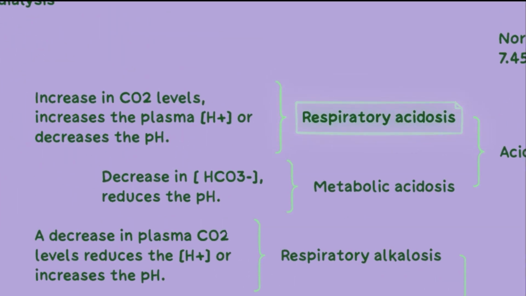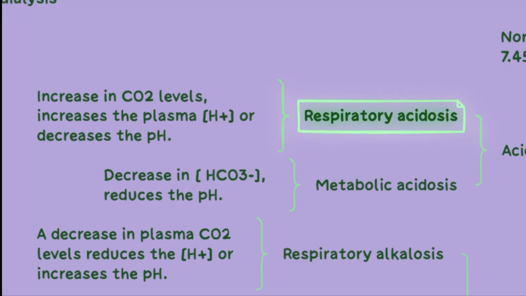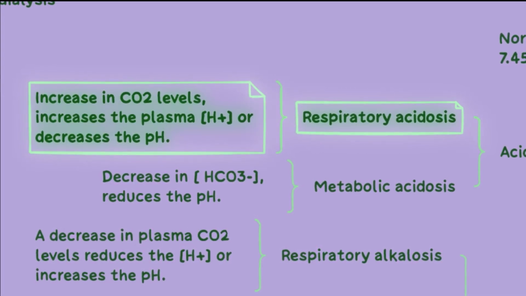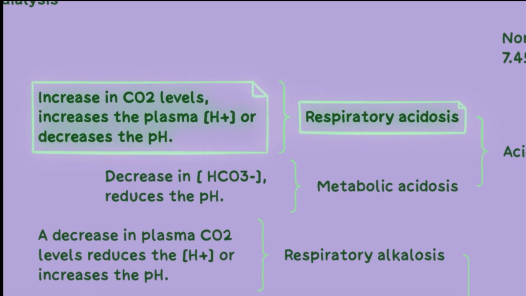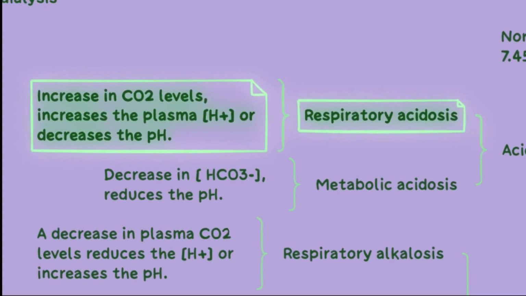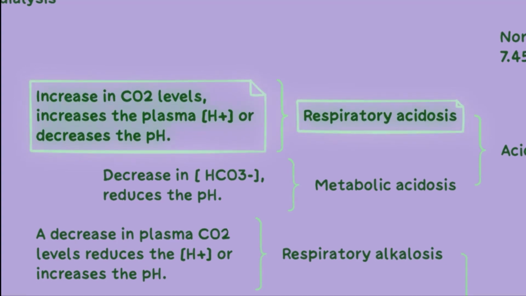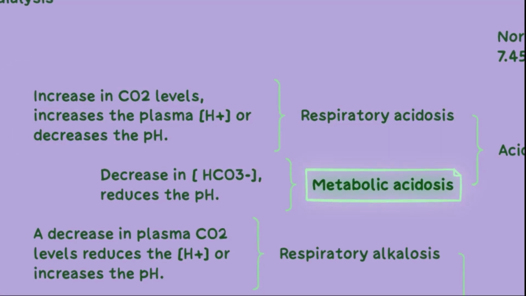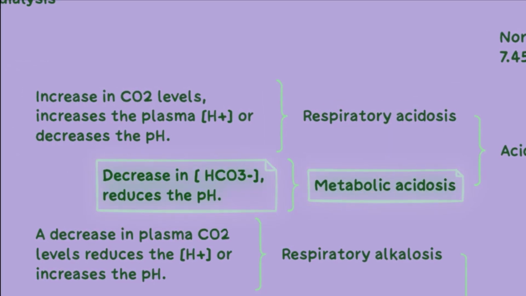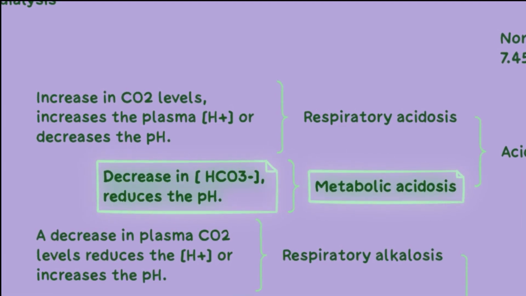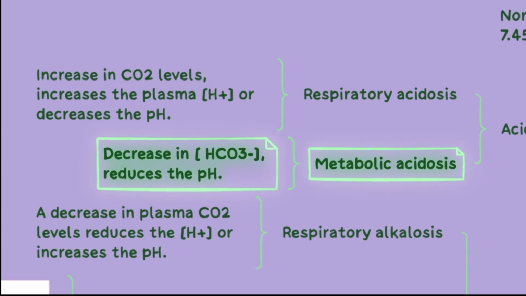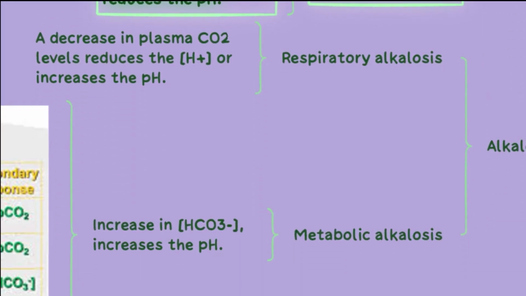First, talking about respiratory acidosis. It occurs when there is an increase in levels of carbon dioxide in the blood, leading to an increase in plasma hydrogen ion concentration or a decrease in pH. Metabolic acidosis occurs when there is a decrease in the levels of bicarbonate ions in the blood, leading to a decrease in pH. Coming to alkalosis.